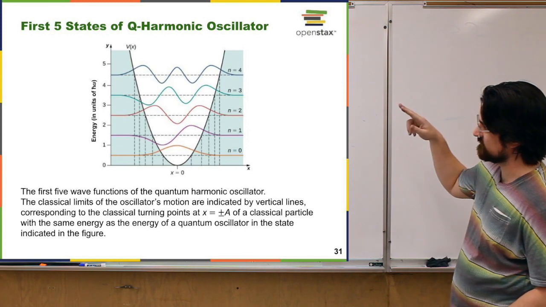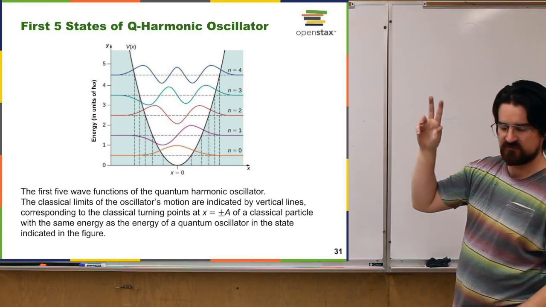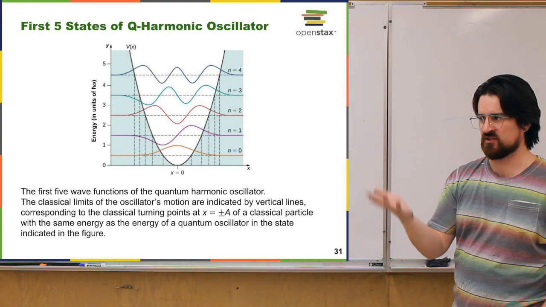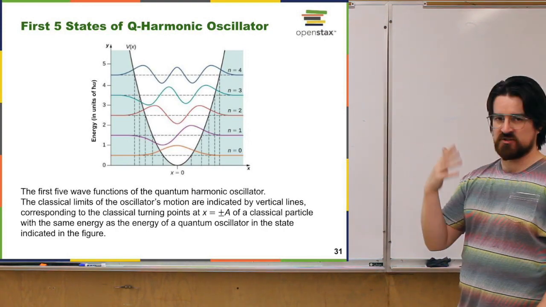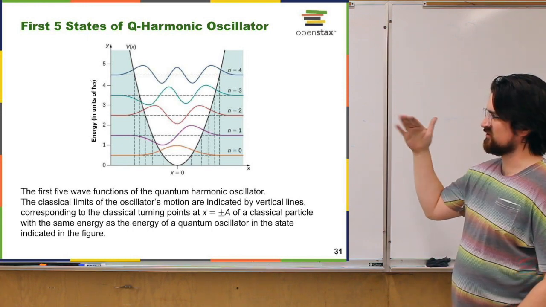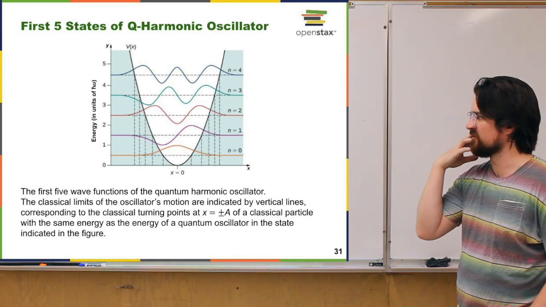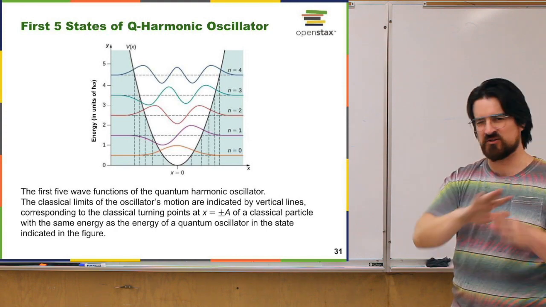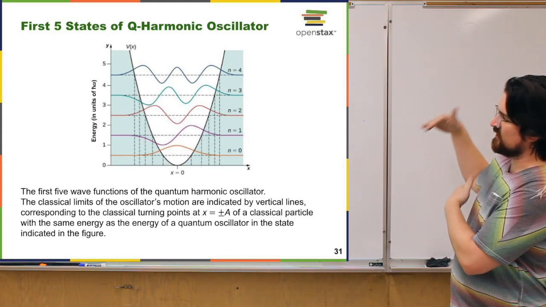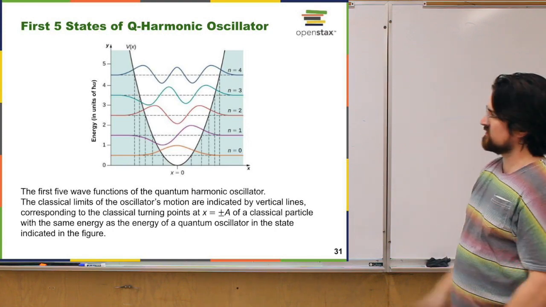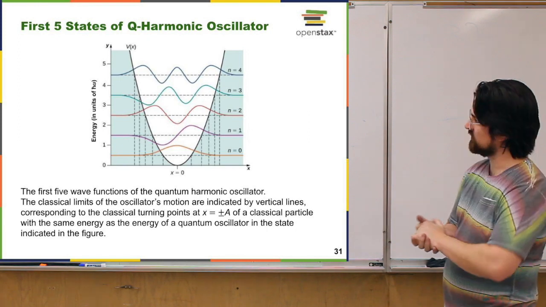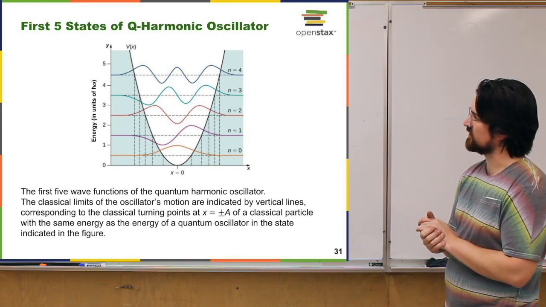Also note that this graph is drawn in units of h bar omega, and if you look back at the energy, the energy was n plus 1/2 times h bar omega. So it makes it a little bit cleaner to graph it in units of h bar omega. So you're basically just taking that part out, and what we've got up here is just 1/2, 3/2, 5/2, etc. Now, some things to point out that are different than the classical harmonic oscillator.